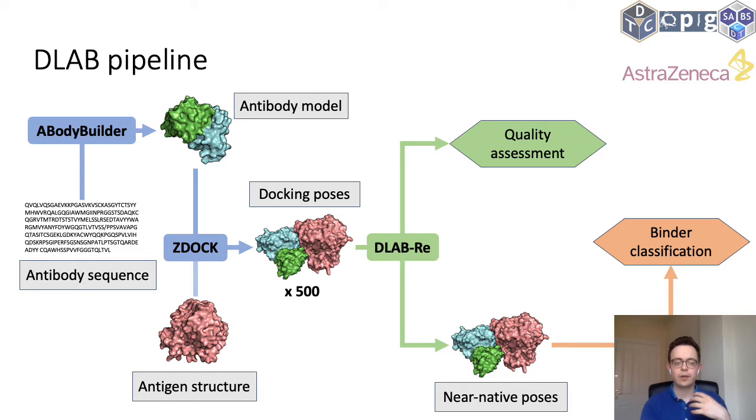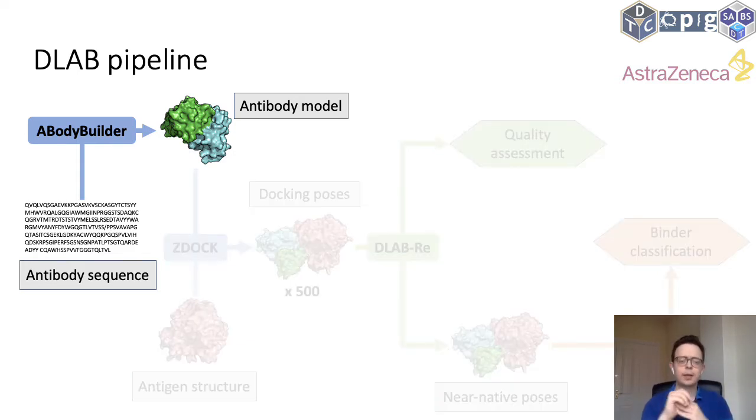To this end, we have developed DLAB, a virtual screening pipeline combining antibody modeling, rigid body docking against antigen targets of interest, as well as convolutional neural network tools, both for rescoring and quality assessment of docking poses, as well as classifying antibody antigen pairings into binding or non-binding pairings. And I'll quickly walk you through this pipeline now.